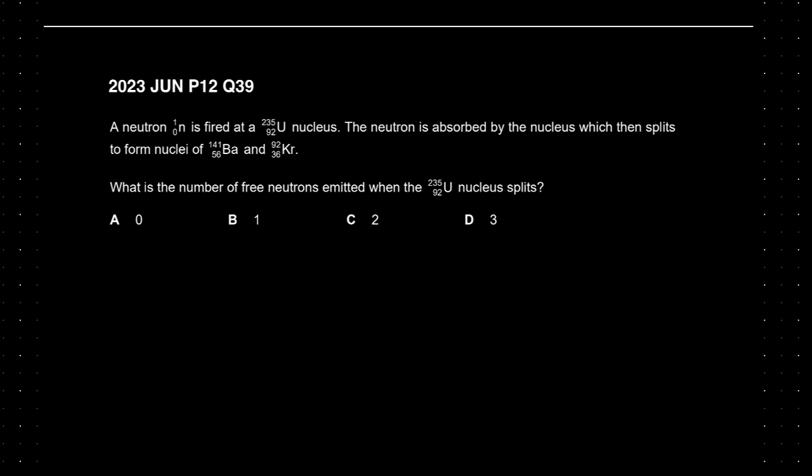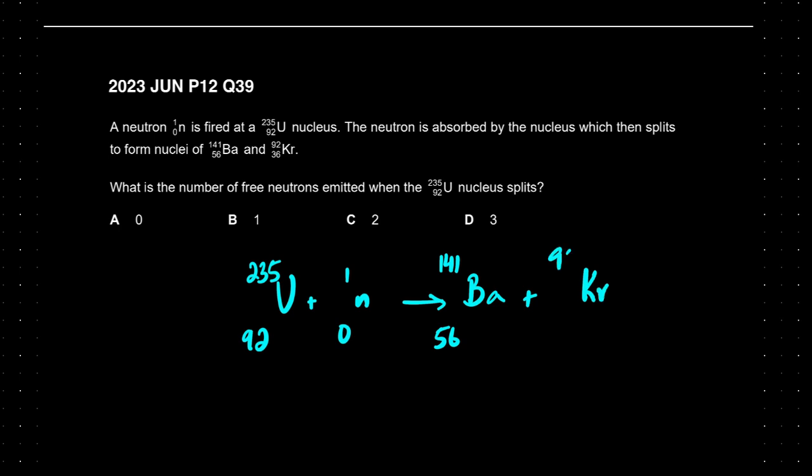So there is this uranium 235 92, which is struck by a neutron, which gives us barium 141 56, krypton 92 36, and we need to find the number of neutrons, which are these, right? X is the number of neutrons. You didn't even really have to use the proton number here. You can just use the conservation of nucleon number.